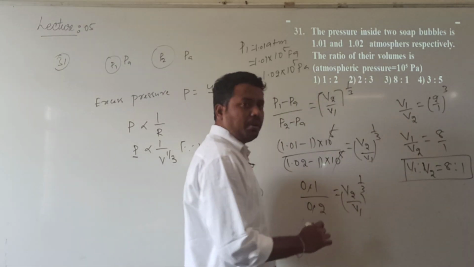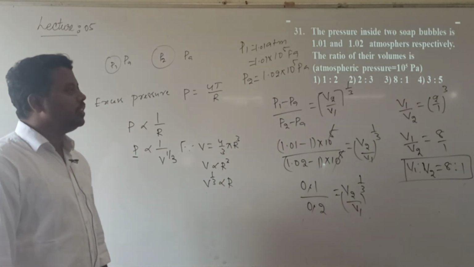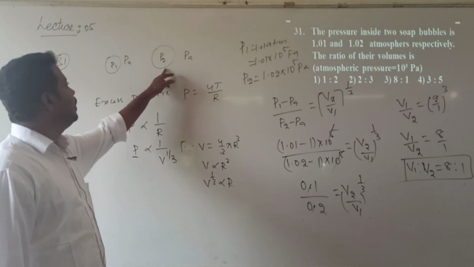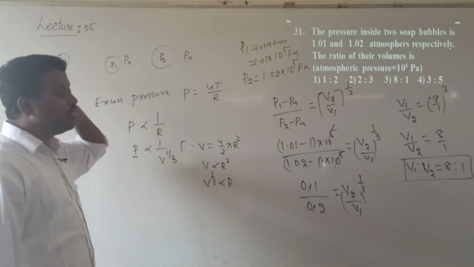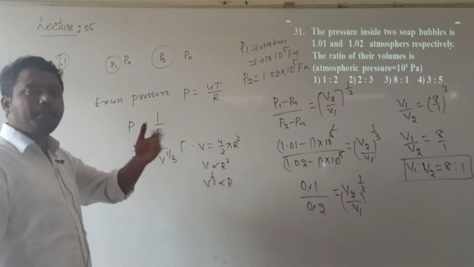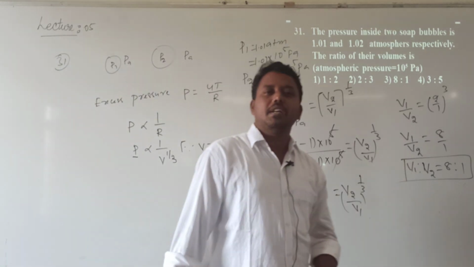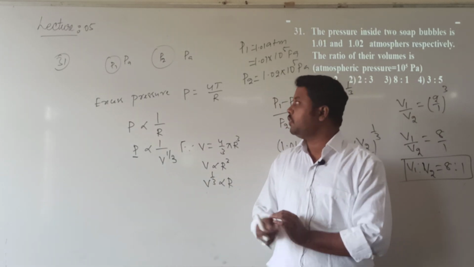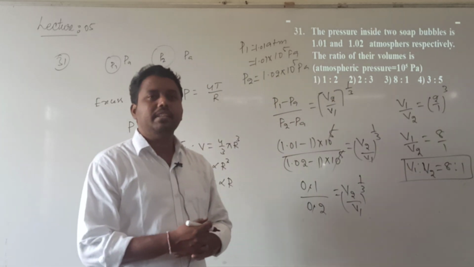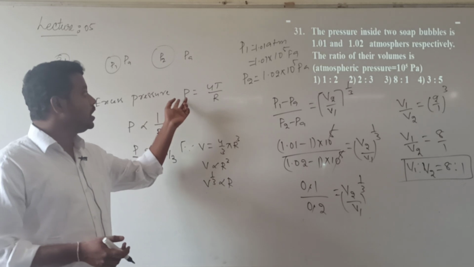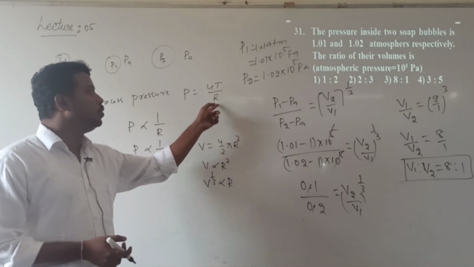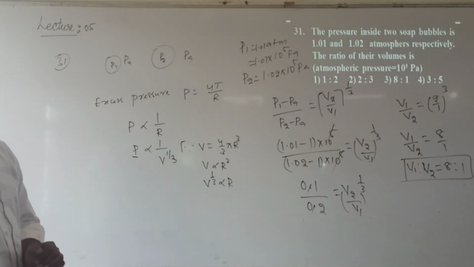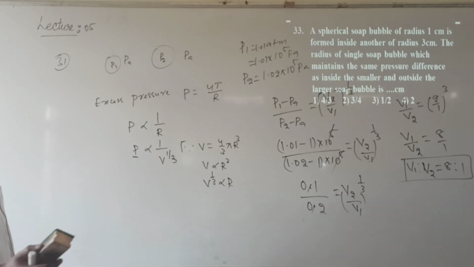Correct? So the volume ratio is how much? 8 is to 1. So actually pressure is more in which one? Second one. Pressure is less in which one? First one. Pressure is inversely proportional to volume. So where pressure is more, the volume is less. Where pressure is less, the volume is more. So this is the formula I have discussed: excess pressure inside a liquid drop, soap bubble. If the question is given for a liquid drop, the formula will be 2T divided by R. Okay? So this is question number 31. Next, question number 33.